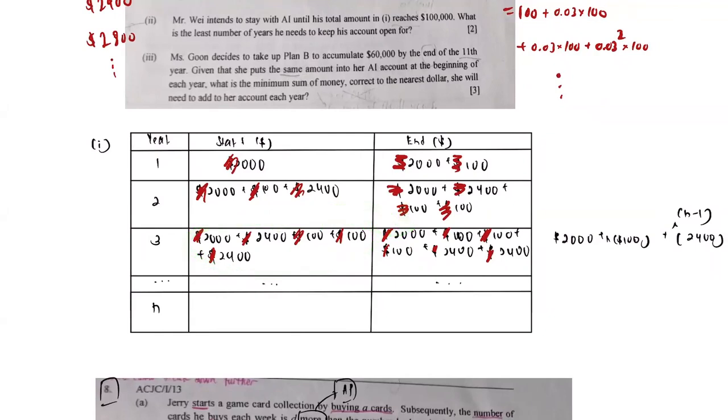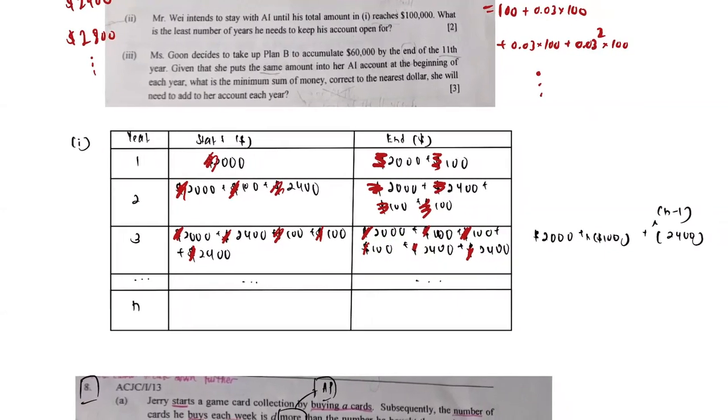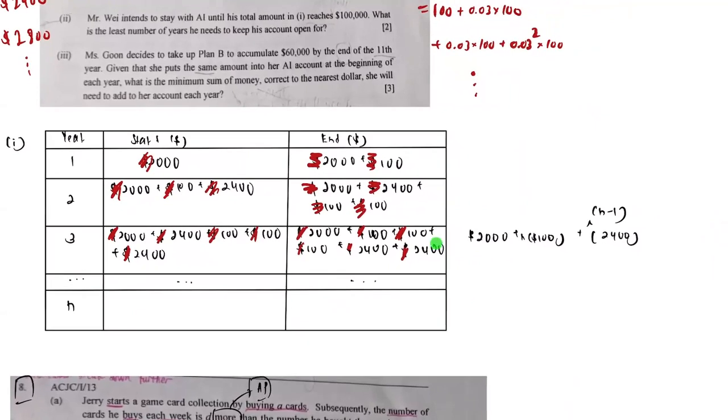Let me see if you copy correctly. 2,000, 100, 100, 100. Correct. And then 2,400, 2,400. Okay. Yes, correct. Oh, you decide to lump the 2,400 together as one group. Okay, also fine. Yes, then there will be n minus 1 copies of 2,400. Fine.